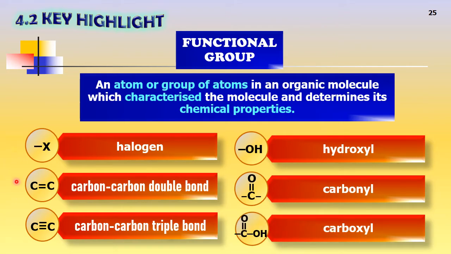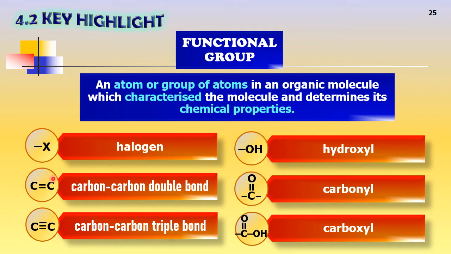So there are 6 functional groups shown here. The functional group can be an atom, such as halogen, or group of atoms, such as carbon-carbon double bond, carbon-carbon triple bond, OH group, which is known as hydroxyl, C double bond O group, which is called carbonyl, and COOH group, which is called carboxyl. So these three exist in the form of group of atoms.